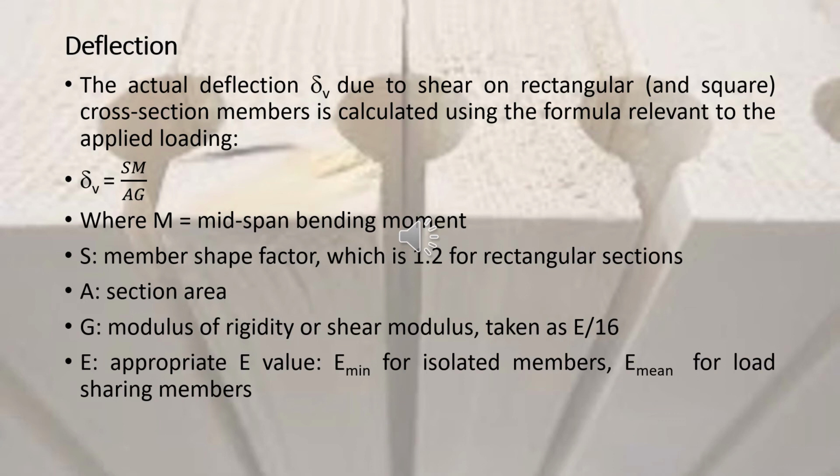All right. Now, again, here you have to be very careful whether you're dealing with an isolated member or a member which is sharing load. So if it is an isolated member, your Young's modulus value would be E minimum. And if you're dealing with load-sharing members, then the Young's modulus should be taken as the mean Young's modulus.